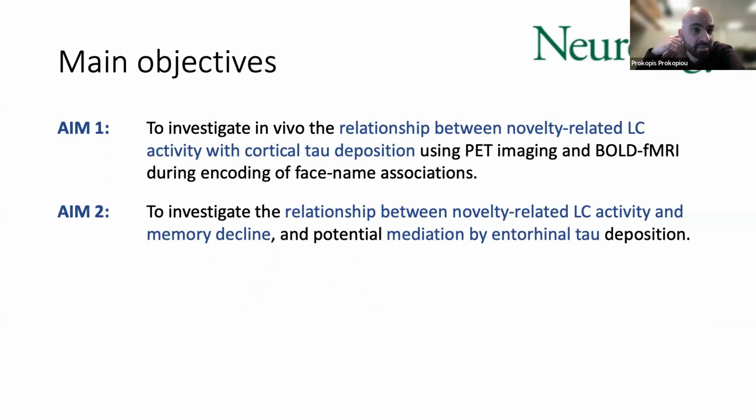As I will describe here, the purpose was to investigate in vivo the relationship between LC activity and cortical tau deposition using tau PET imaging and BOLD fMRI during encoding of face-name associations. This will perhaps shed a little more light on the mechanisms of tau propagation from the brainstem to the cortex, even though we use cross-sectional data and cannot do causal analysis. The second aim was to investigate the relationship between novelty-related LC activity and memory decline and potential mediation by entorhinal tau deposition.